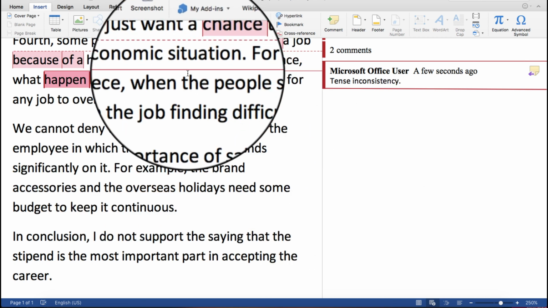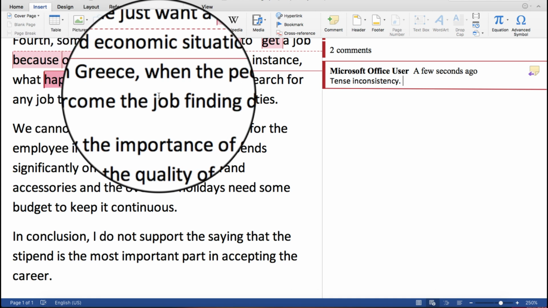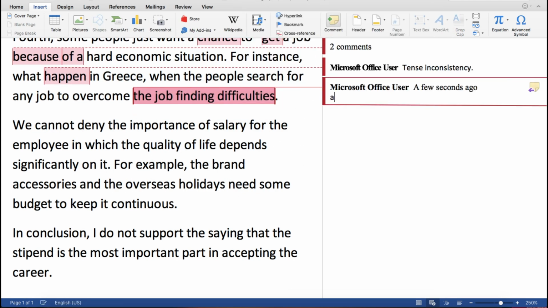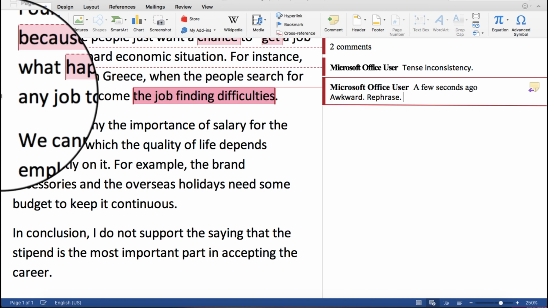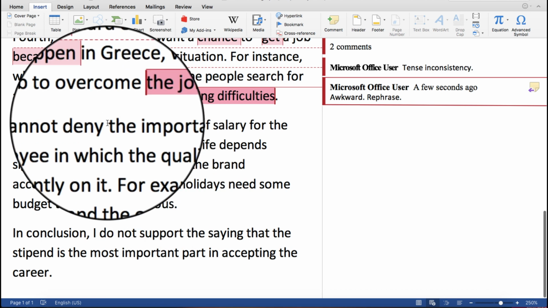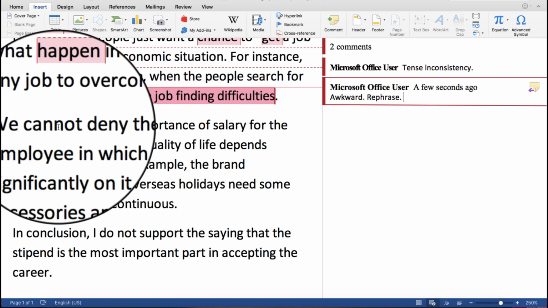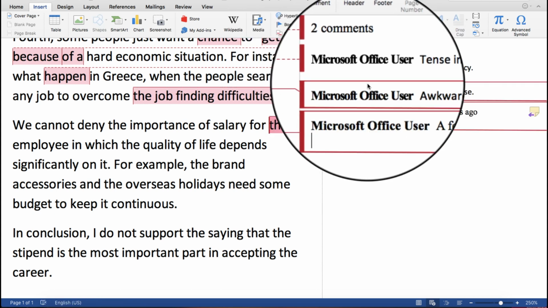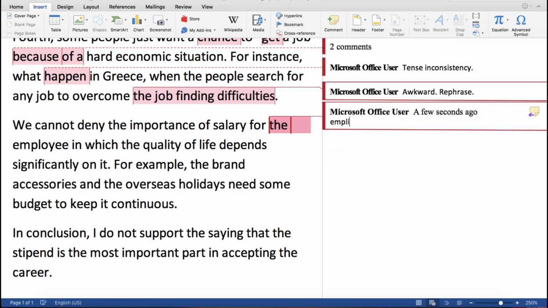You notice here also what happened, maybe we can say what occurred. And I highlighted that tense inconsistency is not a good sign of lexical diversity and grammatical range and accuracy, so he should bear that in mind. He's using the phrase the job finding difficulties. I would say the job finding difficulty is a better choice.